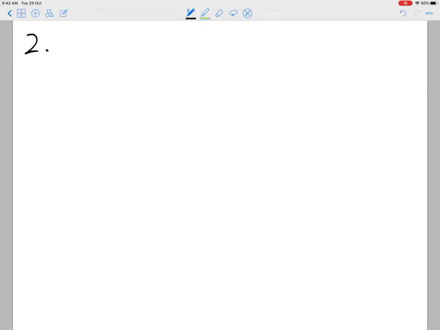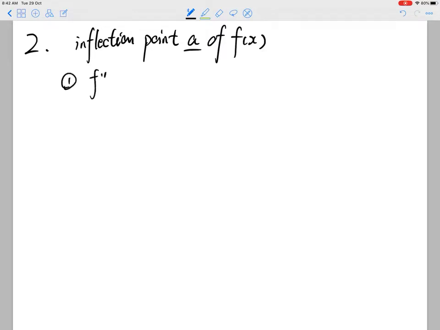Problem 2. What is the inflection point of a function f(x)? Inflection point A of function f(x). So first, your second order derivative f double prime of A at this point A should be 0.